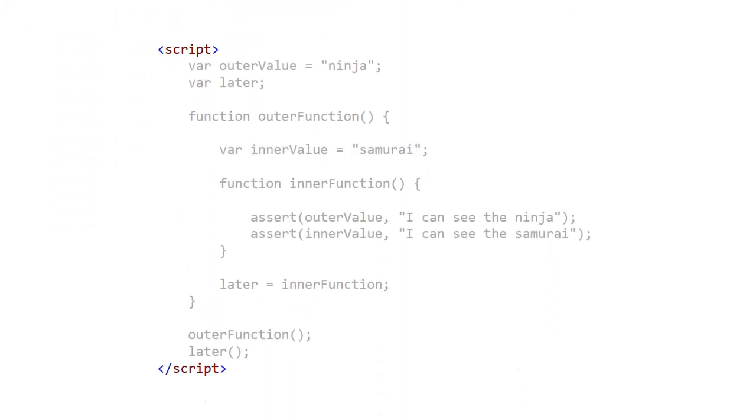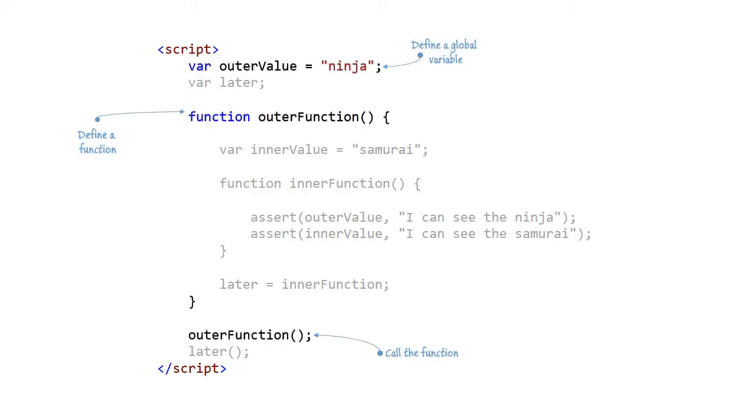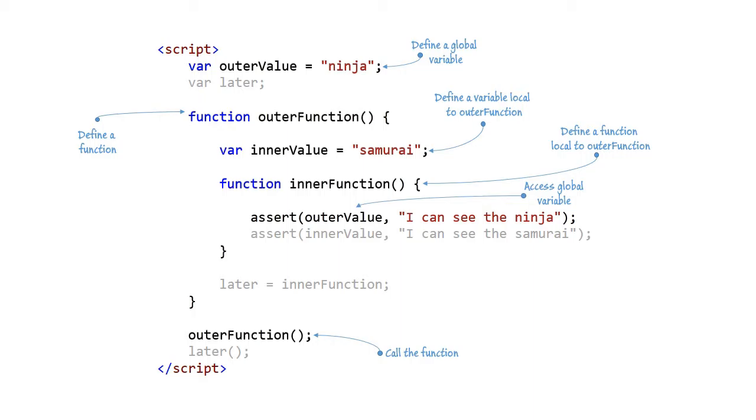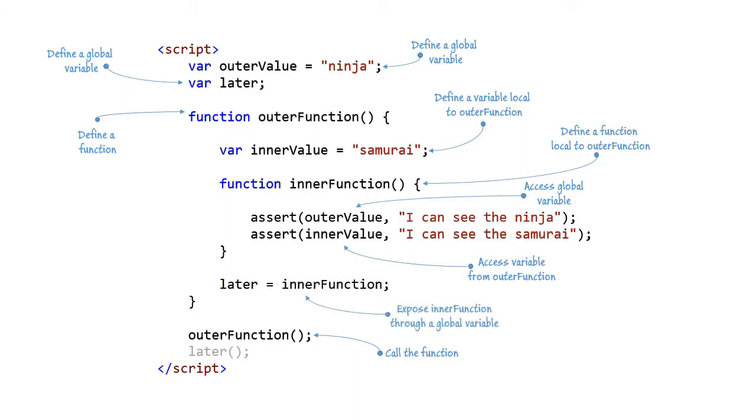Let's take a look at another example that starts similarly. We have a global outer value, a function, and a call to that function. But within the function, we'll also define a variable and a function that accesses both variables. Next, through a global variable, we'll expose the inner function so that we can invoke it outside of the outer function.